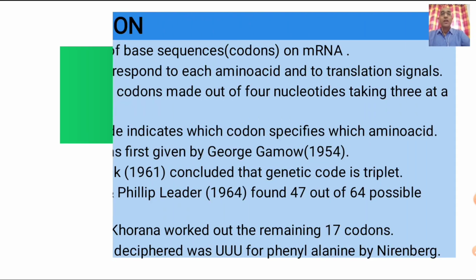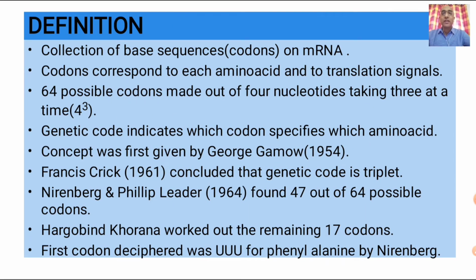Today we'll study the genetic code. Let us start. So what is a genetic code? It is nothing but a collection of base sequences found on mRNA, and these base sequences are called codons. The codons correspond to each amino acid and to translation signals. What are those translation signals? That I will tell you while discussing the genetic code in detail.